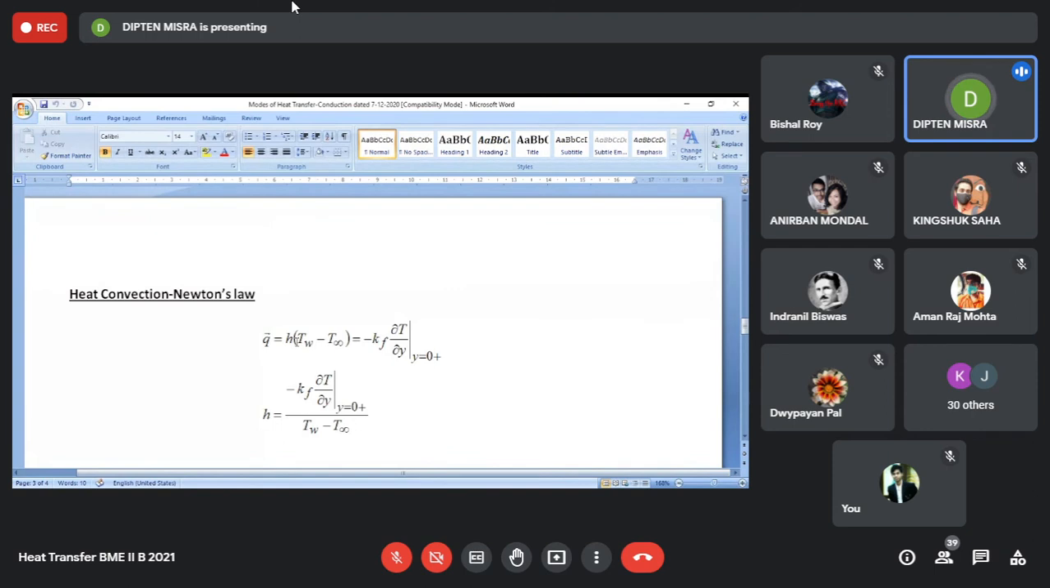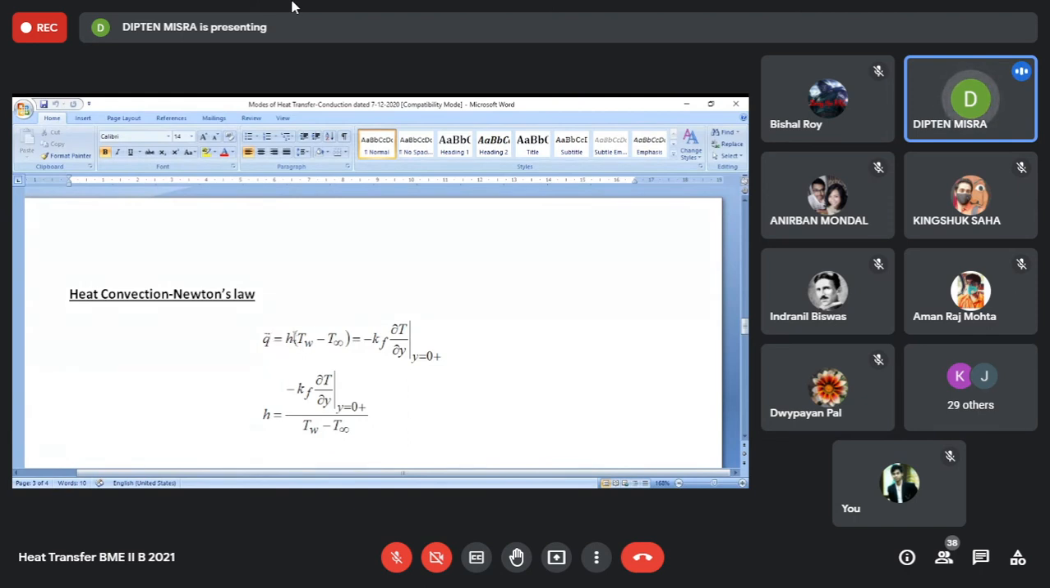And what is the unit of this? It will be watt per meter square per Kelvin. Whereas the unit of conductivity will be watt per meter Kelvin. Here the unit of H will be watt per meter square Kelvin.